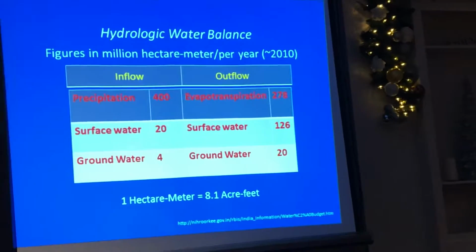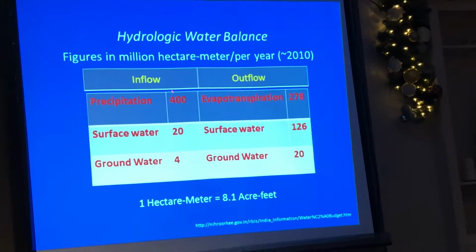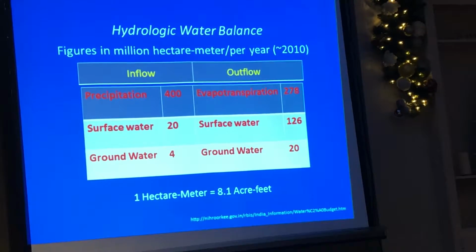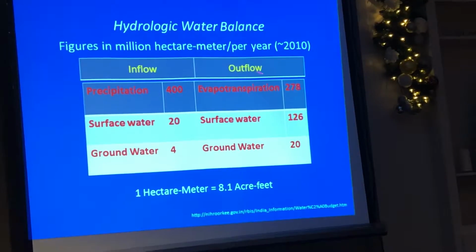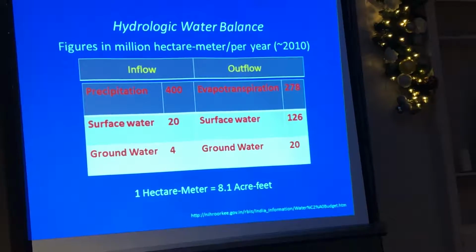Again, this is sort of the inflow versus outflow. If you look at both sides, this total's the same. But the groundwater, the way they calculate is how much of it is coming from outside the territory of India and how much of it is going outside the territory of India.